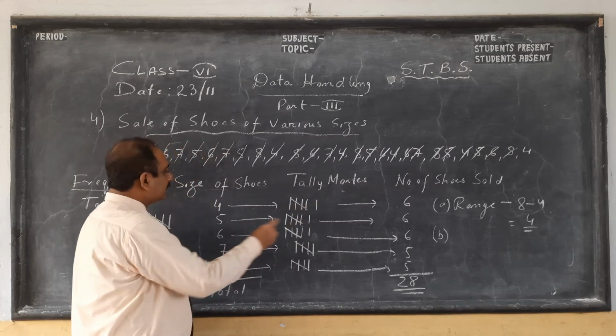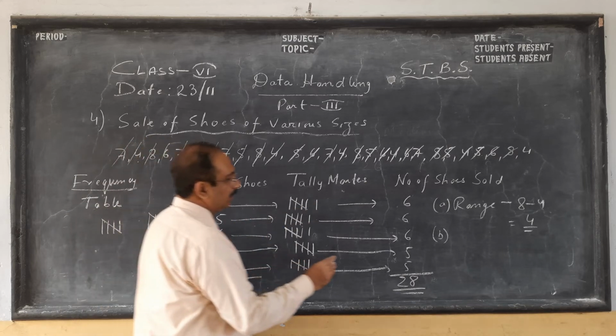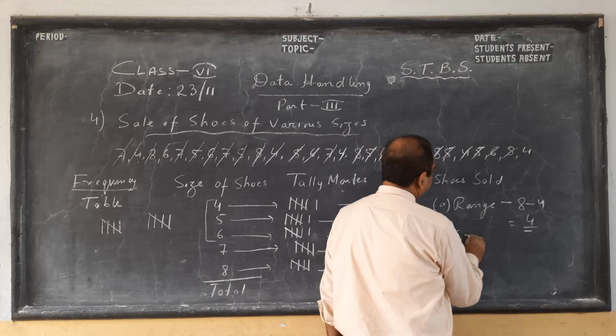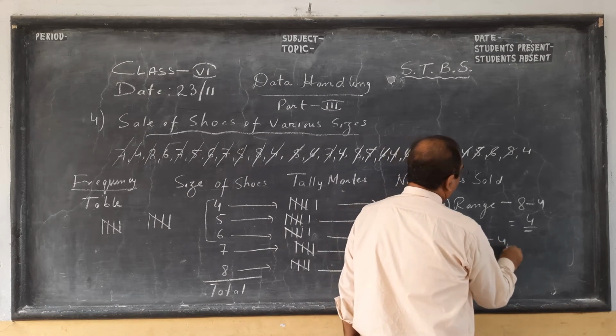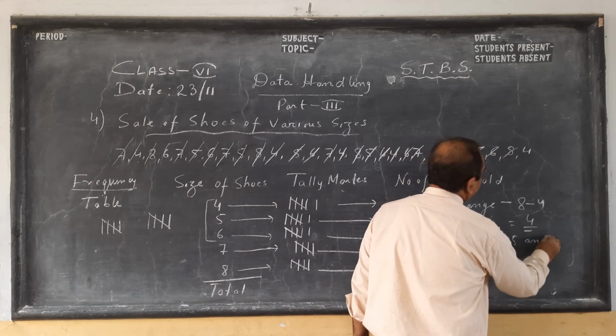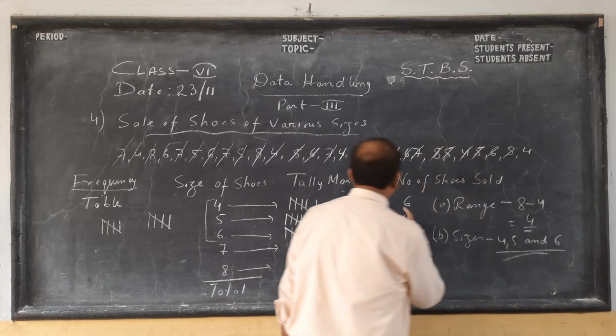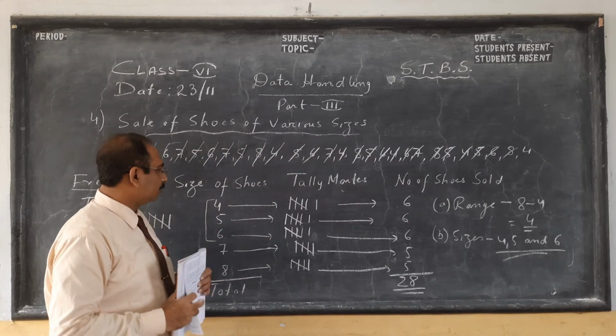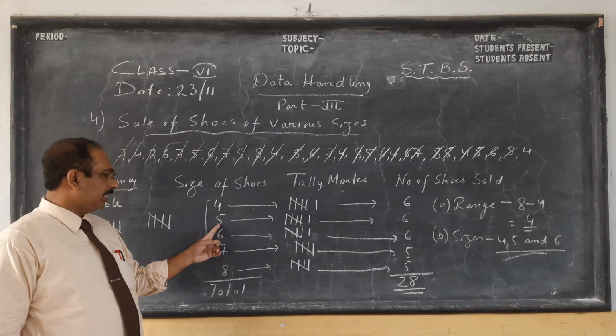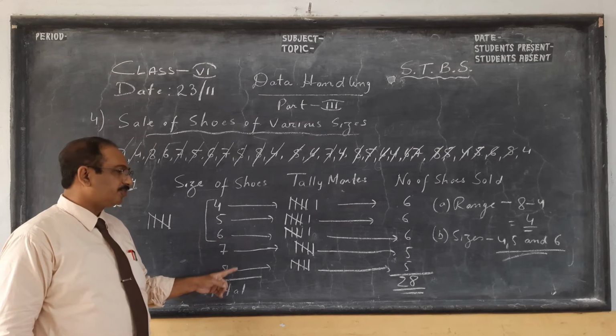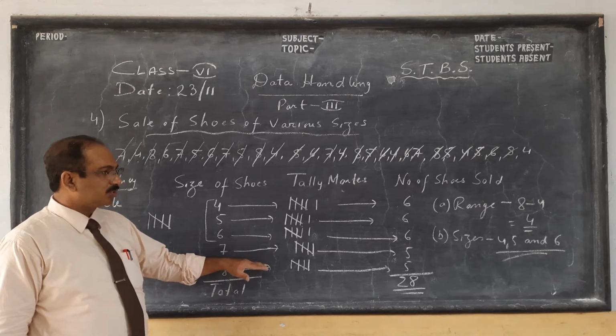So you see 6, 6, 6. So all these 3 answers are there. Sizes 4, 5 and 6 are all sold 6 pieces. 6 pieces of this in a particular day. This size 6, this size 6, this size is 5 and 5. So these 2 are sold least.